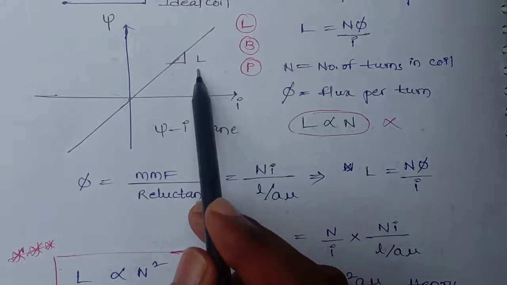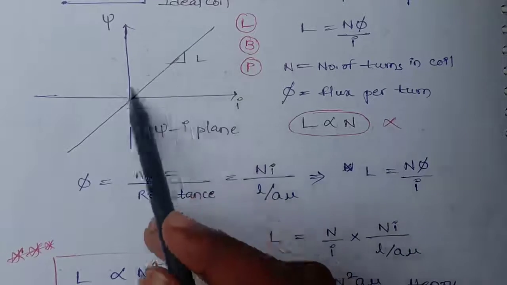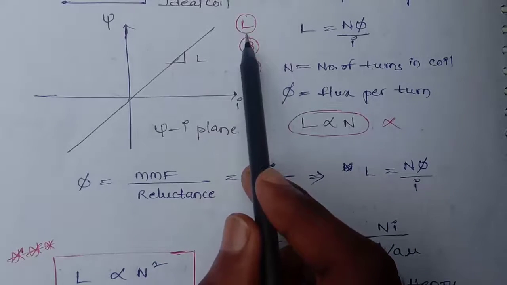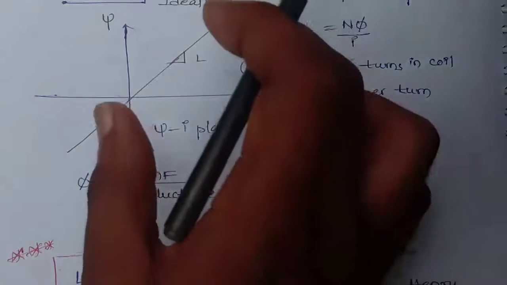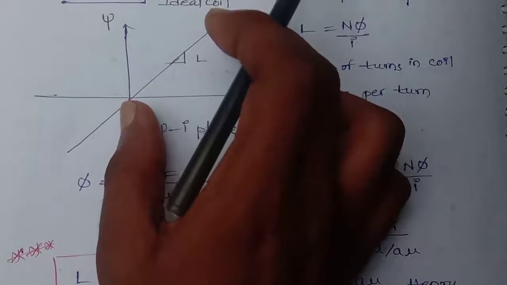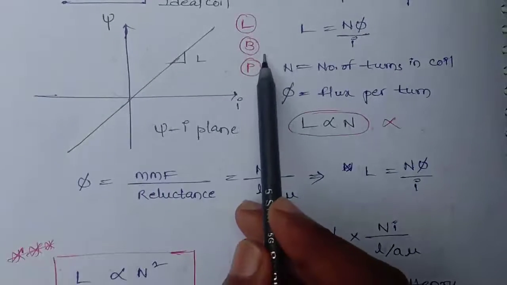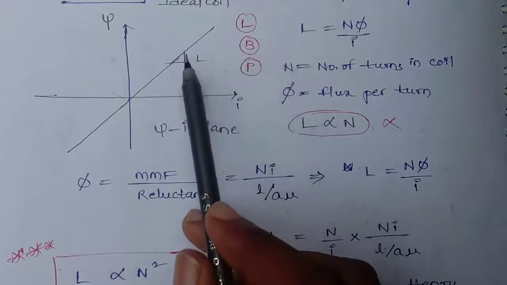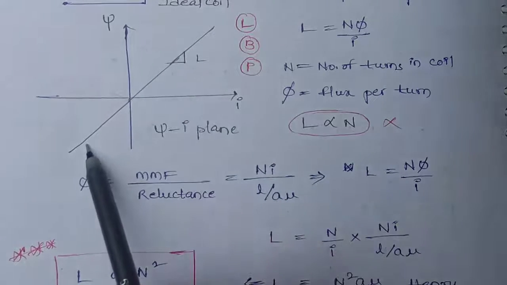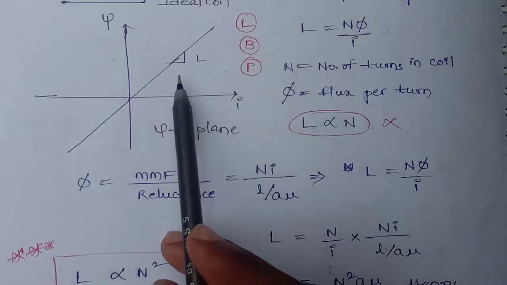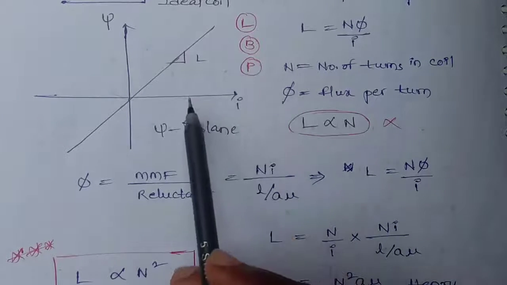Okay, now you can see that it is a straight line passing through origin, that means it is linear, and it is present in the first quadrant, and the same kind of half is present in the third quadrant, that means it is bilateral. It is present in the first quadrant as well as third quadrant, that means it is offering a positive resistance, so it is passive, right?